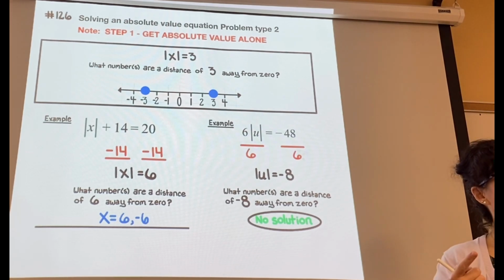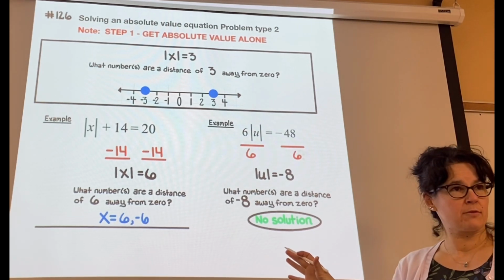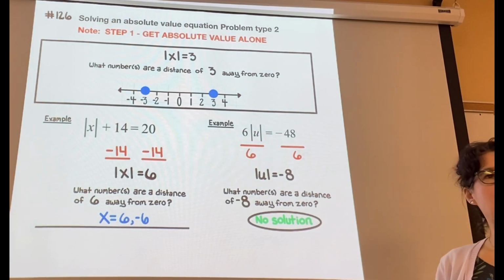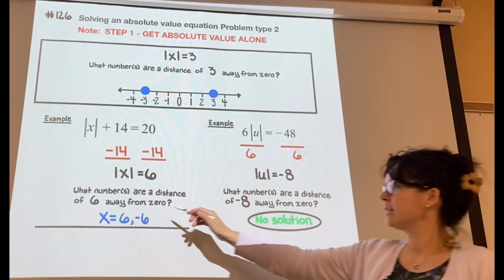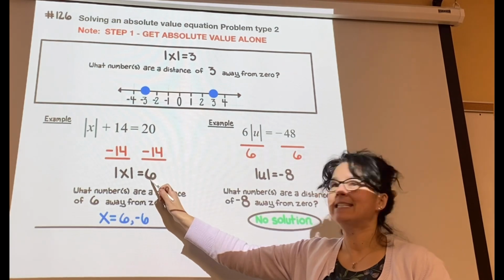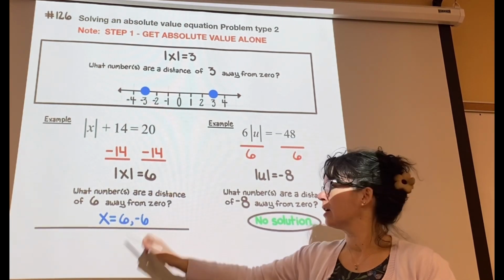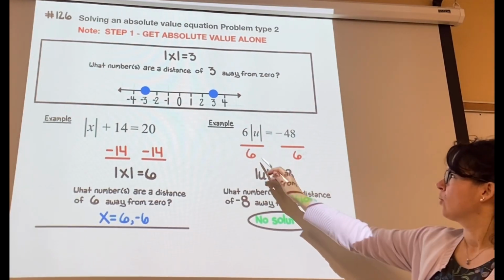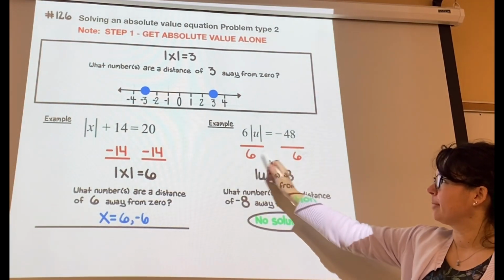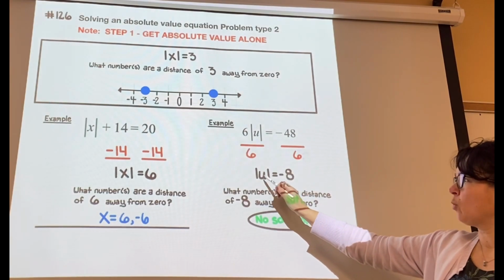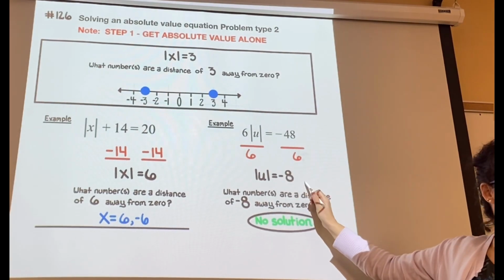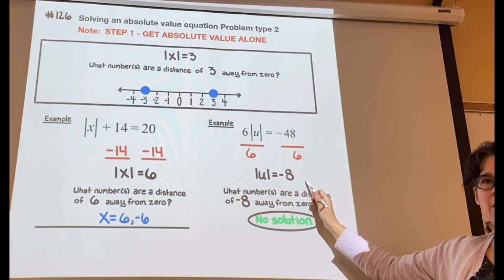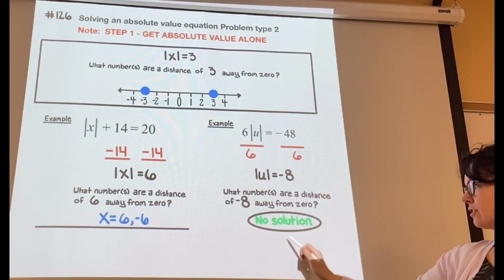Okay, so step 1, get your absolute value by itself. After you have the absolute value, you're trying to figure out what numbers are a distance of 6 away from 0. So I got 6 and -6. But here, when I get the absolute value by itself by dividing by 6, what numbers are a distance of -8 away from 0? There are no numbers that are a distance of -8, so no solution.